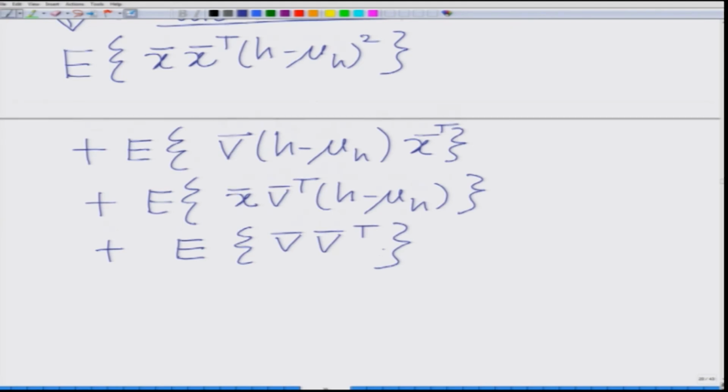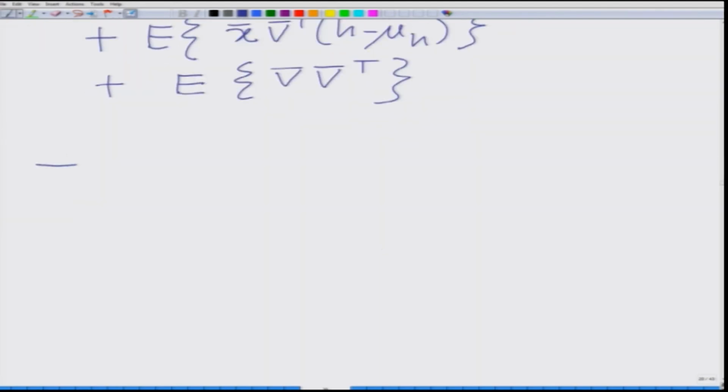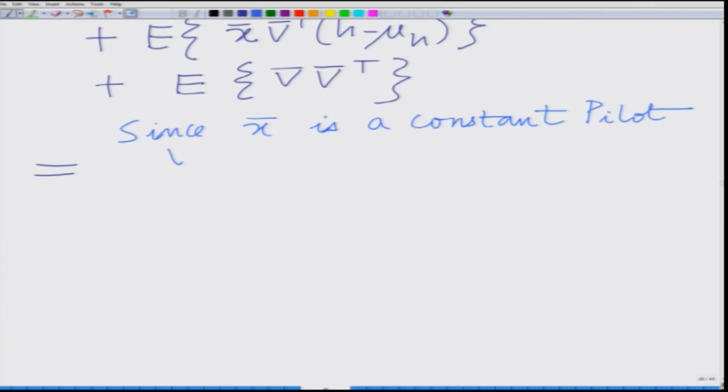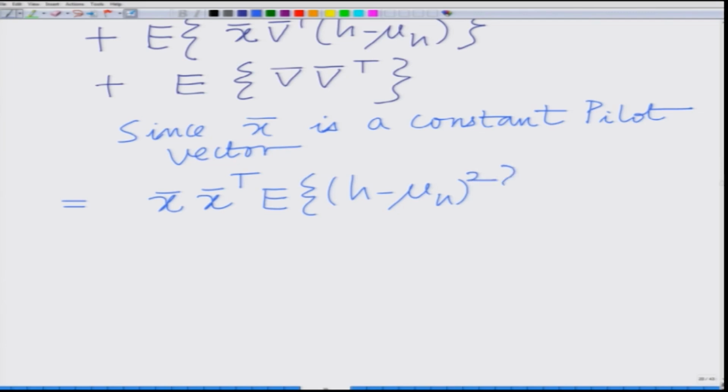transpose. Just now again, since x bar is a constant pilot vector, I am going to simplify this. We have x bar is a constant pilot vector, therefore, this is equal to expected x bar transpose expected value of h minus mu h square.